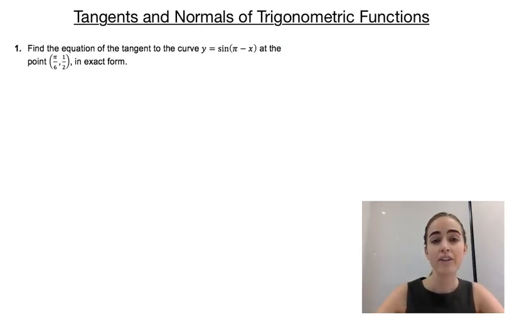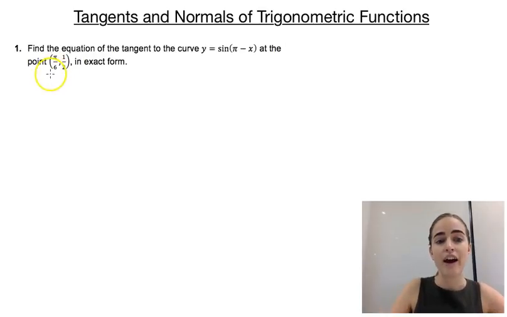In this video, I want to have a look at finding the equations of tangents and normals to trigonometric functions. So we're going to just jump straight into an example. Our question asks us to find the equation of the tangent to the curve y equals sine of pi minus x at the point pi on 6, a half, in exact form.